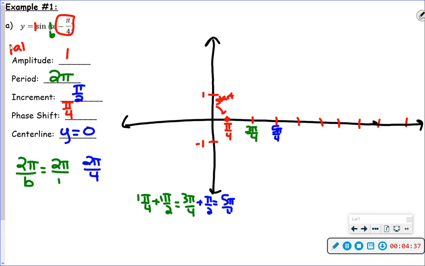Just going to keep on going. I'm going to add another increment, another pi over 2. So 5/4 plus 1/2, or if you like common denominator, 1/2 is 2/4. 5/4 plus 2/4, 7/4.